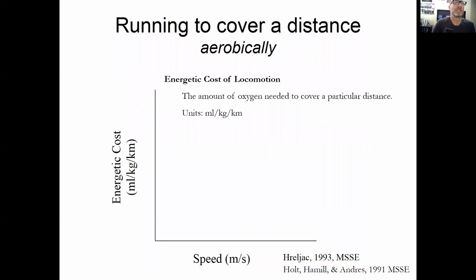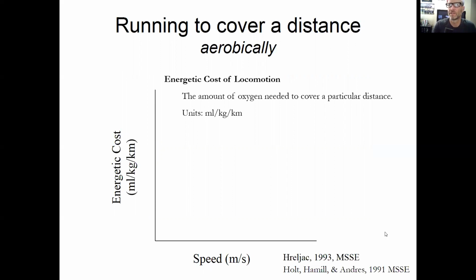All right, so now I'm going to introduce an entirely different but yet similar concept. So rather than running economy, I'm going to introduce this term energetic cost of locomotion. And this is going to be really important as we go forward. And we need to understand how energetic cost of locomotion is related to running economy, but yet different. All right, so energetic cost of locomotion is the amount of oxygen needed to cover a particular distance. And the units will be mLs per kg per kilometer.